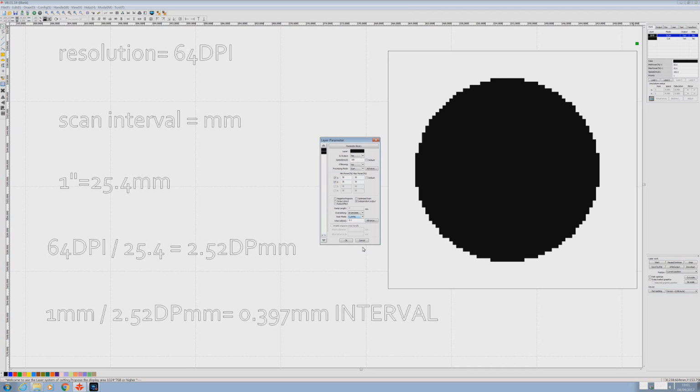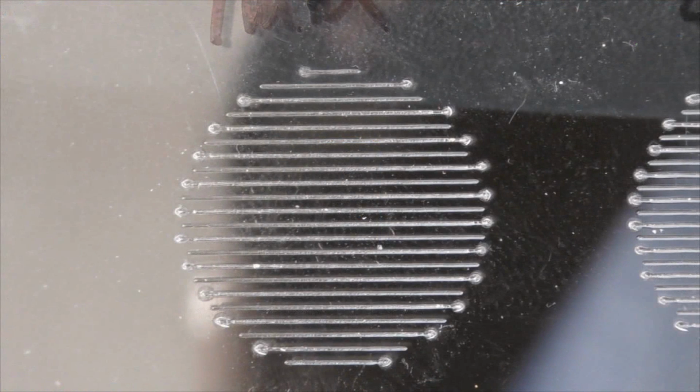Now I'm going to go through a little bit of a tedious exercise. I don't need to take you along with me, but I'll tell you what I'm going to do. I'm going to set that interval to 0.1, 0.2, 0.3, 0.4, and then I'm going to set it to 0.397, and then I'm going to go 0.5 all the way up to 1 millimeter. So I'm going to produce a series of patterns with different scan intervals on them, and then we'll come back and look at the results.